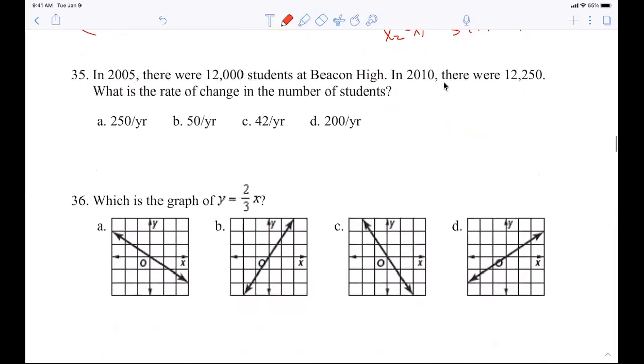Okay. 35. In 2005, there were 12,000 students. And in 2010, there were 12,250. What is the rate of change? So I need everybody to highlight rate of change. And that's a fancy word for saying what? Slope. All right, that's the slope.